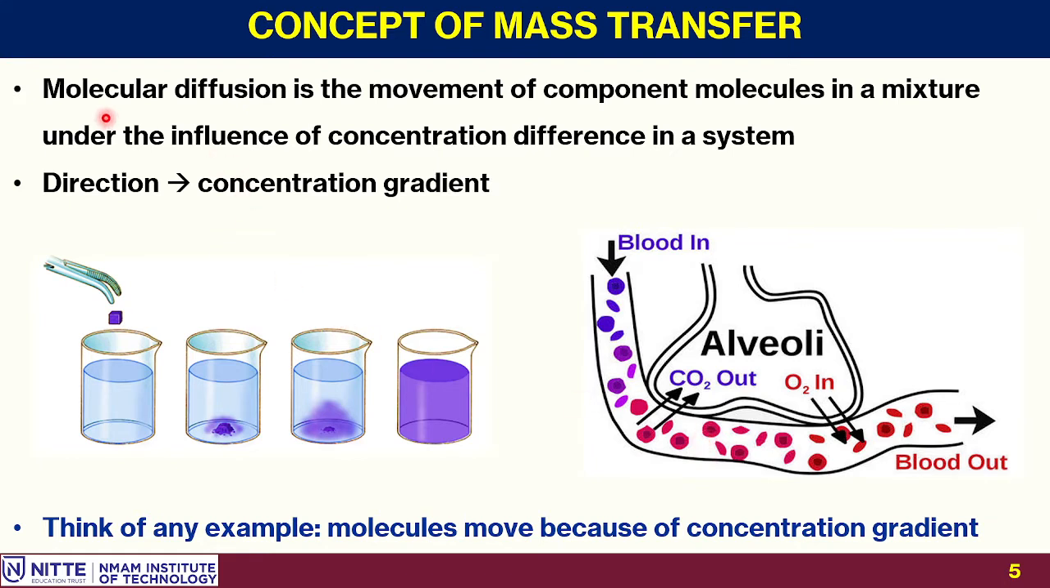Mass transfer is, in general, we define it using the molecular diffusion as the basic principle. The convenient explanation for mass transfer, we start with the molecular diffusion, even though there are different types. So, molecular diffusion is the movement of component molecules in a mixture under the influence of concentration difference in a system. So, the concentration gradient forces the molecules to move. So, with that principle, we define molecular diffusion.